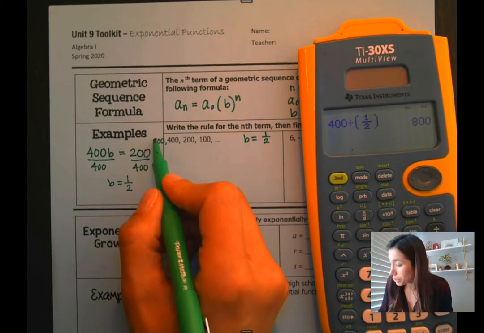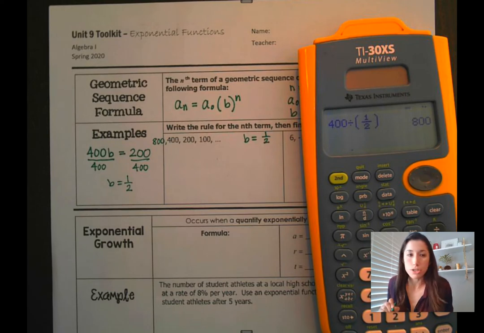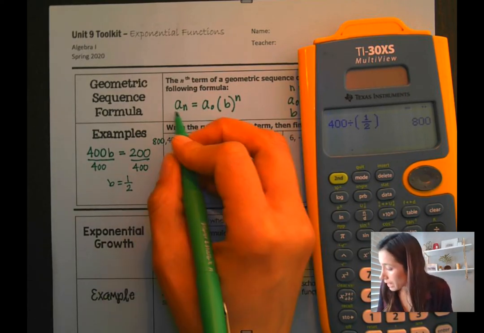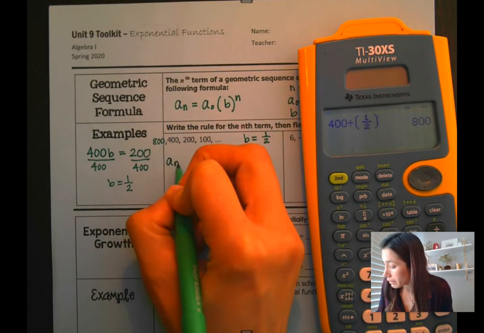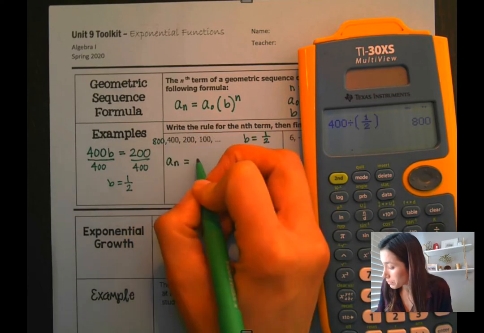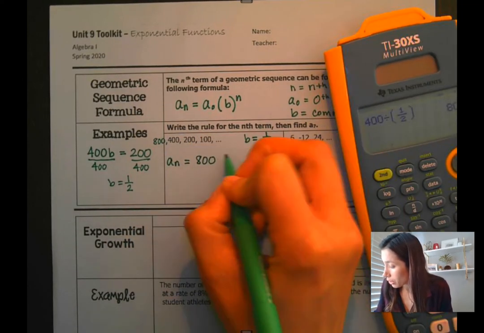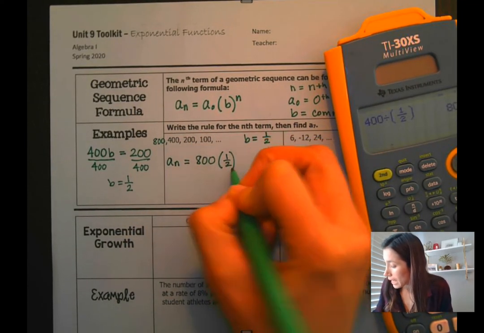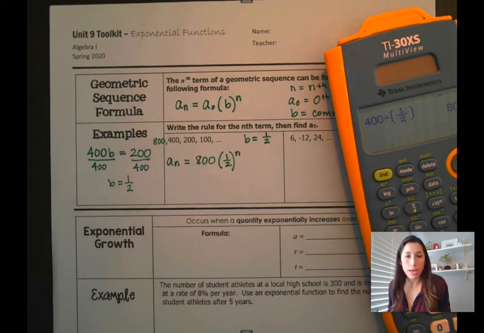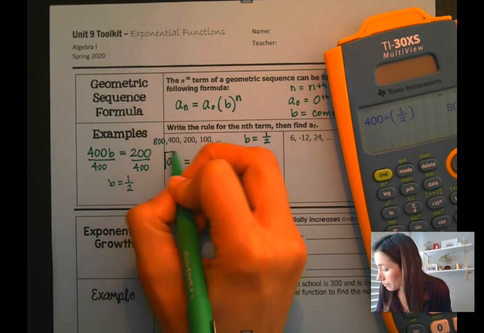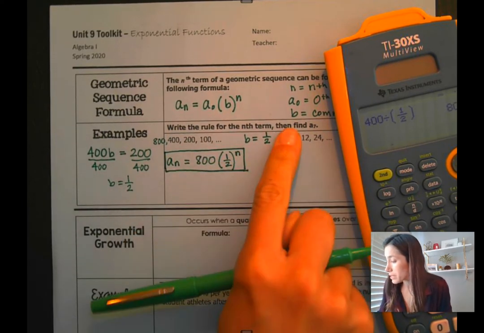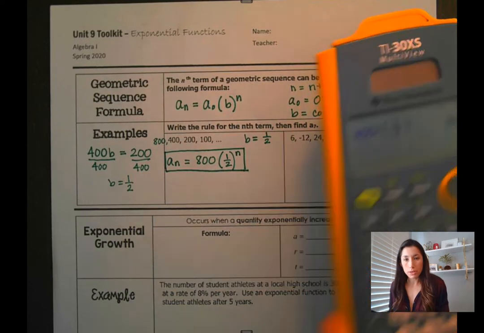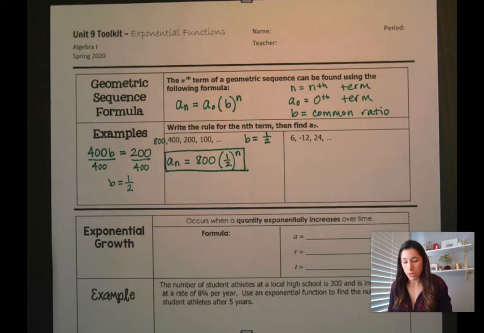So our 0th term, the number that came before 400 in this sequence, would have been 800. If we're writing out a rule for the nth term, we would say, okay, a sub n is equal to, well, our 0th term was 800, and then our common ratio is 1/2, and it's multiplied to some power of n. So now what we're looking for is a sub 7, and what that means is we are looking for the 7th term in this sequence.